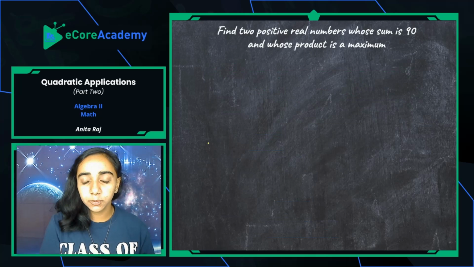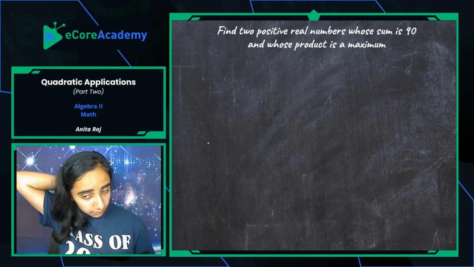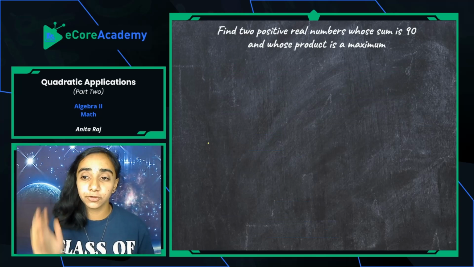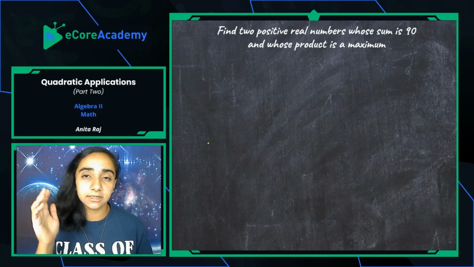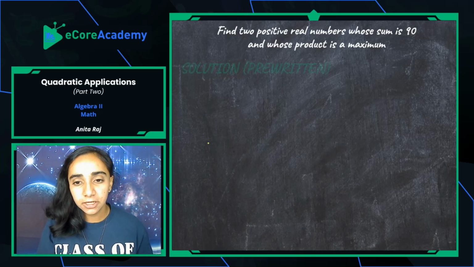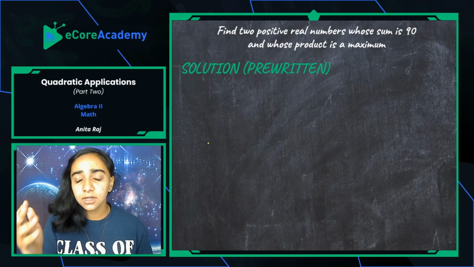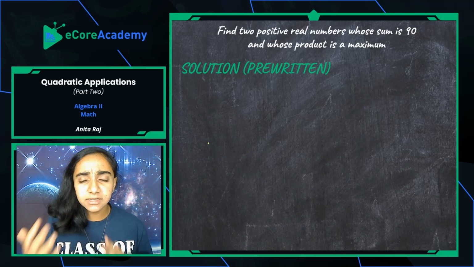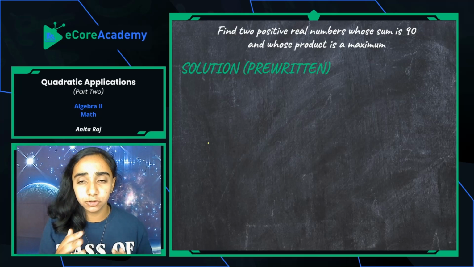So the problem will appear at the top of the screen. So you remember the main idea of this video, which is find two positive real numbers whose sum is 90, whose product is a maximum. That will appear at the top of every screen for you to refer to. So we're going to be breaking these 5 questions into multiple parts. The first part, like I just said, we're going to be writing the function first. Let's start off with that.